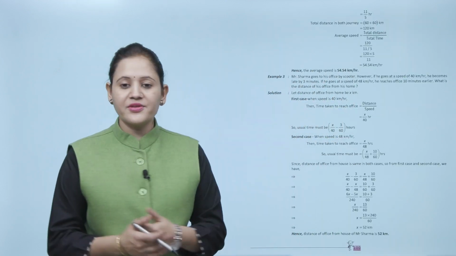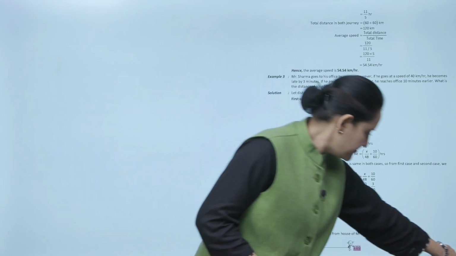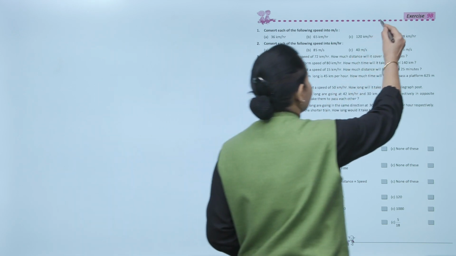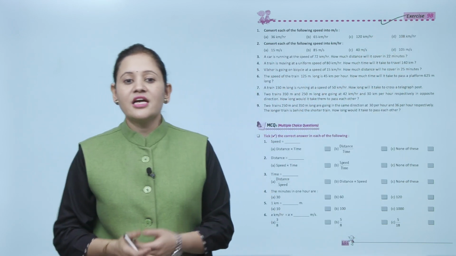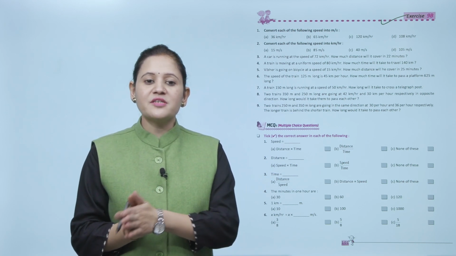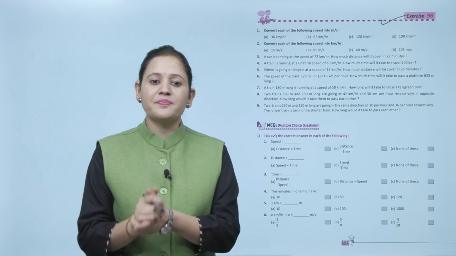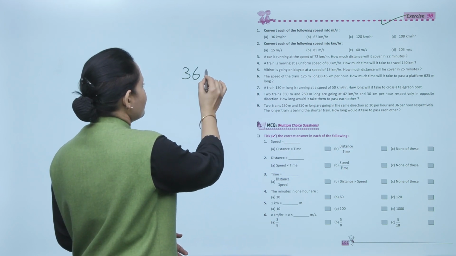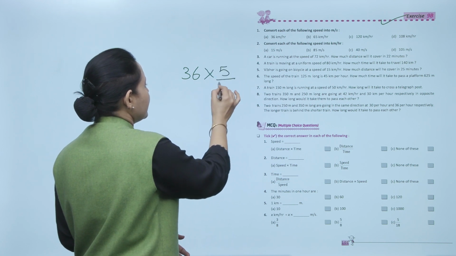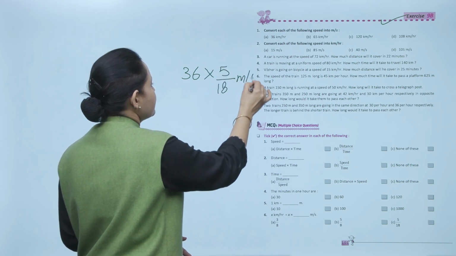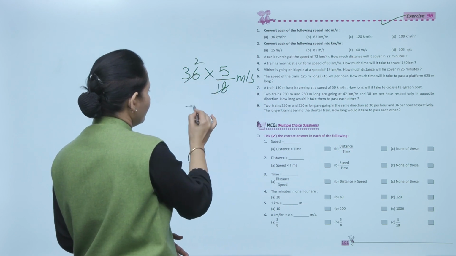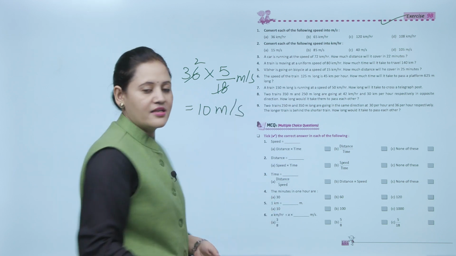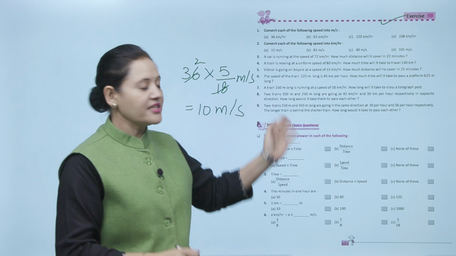Some more examples are given here. Do practice them. Next is exercise 9B. Convert each of the following speeds into meter per second. First is 36 km per hour. So we have to convert it into meter per second. So we'll multiply by 5/18 meter per second. So this will be 10 meter per second. Clear? So you have to practice all these questions.